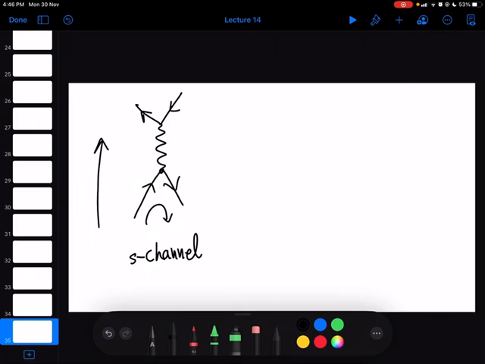Out of all the processes, this is one of the diagrams. So this is an incoming electron, this is a positron, this is an electron, this is a positron. This is an S-channel process. S-channel means you're adding up the momentum. This is again q squared, where the sum of these momenta will be added up. It's not the separation of the momenta. Are there any other diagrams which are possible?